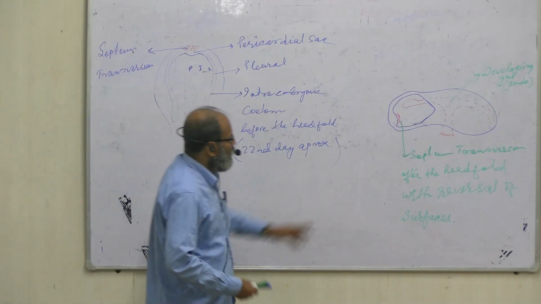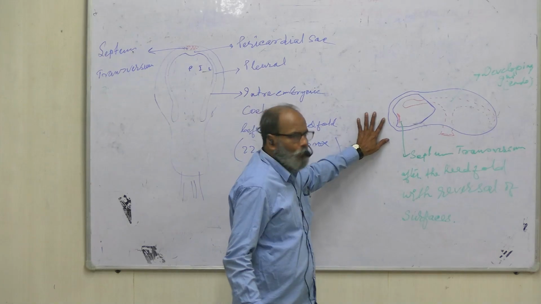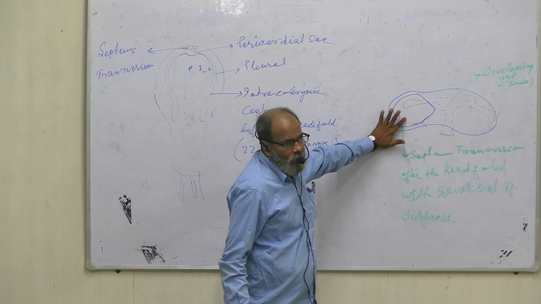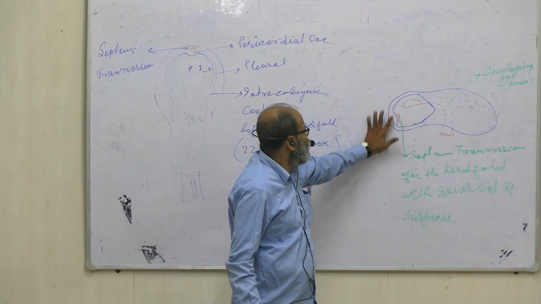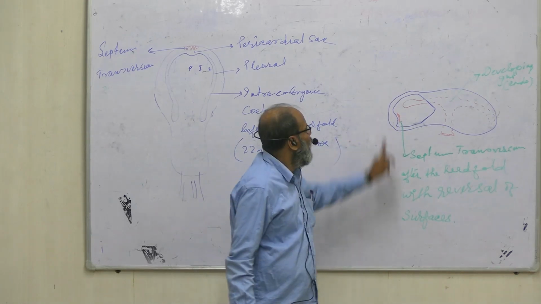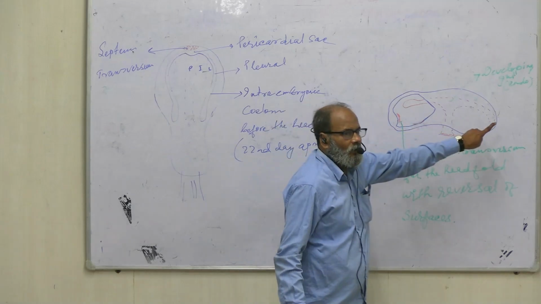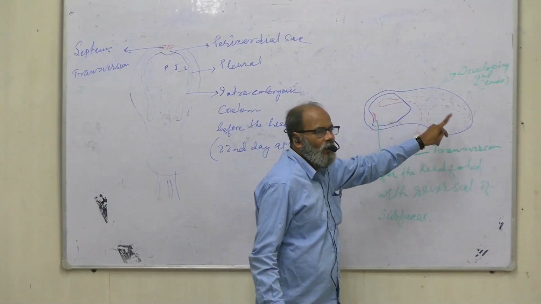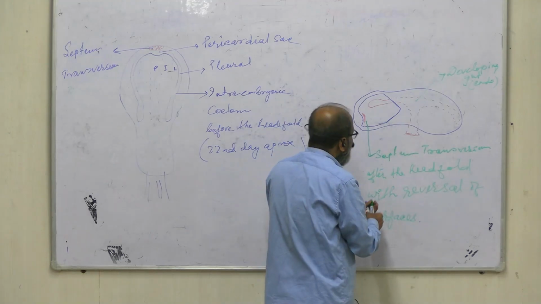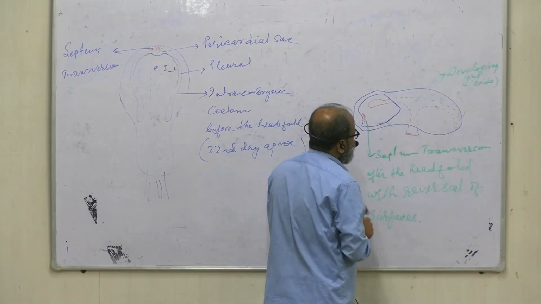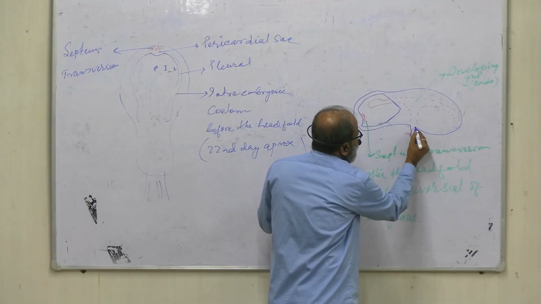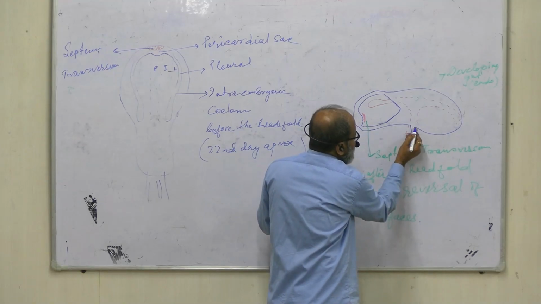Alright, what is this diagram? This diagram shows the head fold with the coming of the septum transversum below and anterior to the pericardial sac, with reversal of surfaces. And this is the developing gut. A part of this main sac will come out. This is the umbilicus.